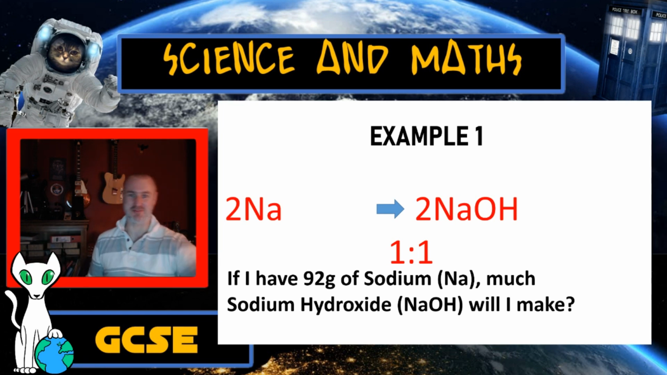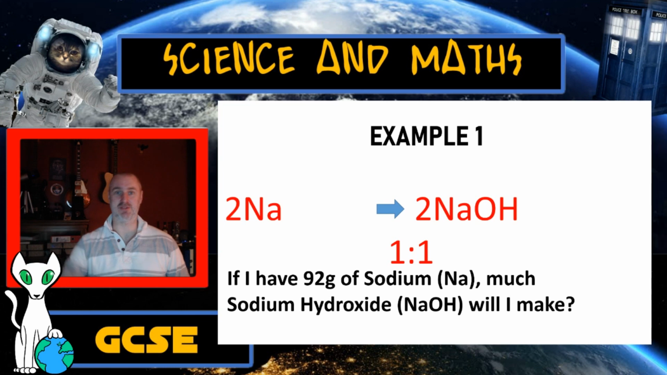Because if I have 2 moles of sodium, I'm going to make 2 moles of sodium hydroxide. So I'm going to boil that down to the simplest ratio. It's a 1 to 1 ratio.